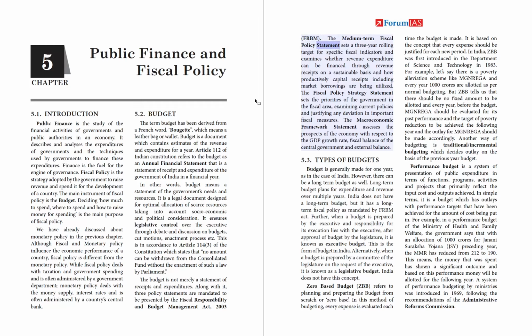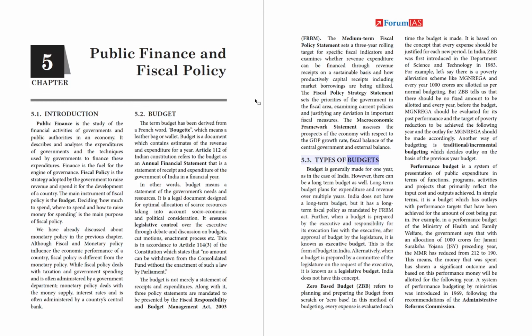The medium-term fiscal policy statement sets a 3-year rolling target for specific fiscal indicators and examines whether revenue expenditure can be financed through revenue receipts on a sustainable basis and how productively capital receipts, including market borrowings, are being utilized. The fiscal policy strategy statement sets the priorities of the government in the fiscal area, examining current policies and justifying any deviation in important fiscal measures. The macroeconomic framework statement assesses the prospects of the economy with respect to the GDP growth rate, fiscal balance of the central government, and external balance.